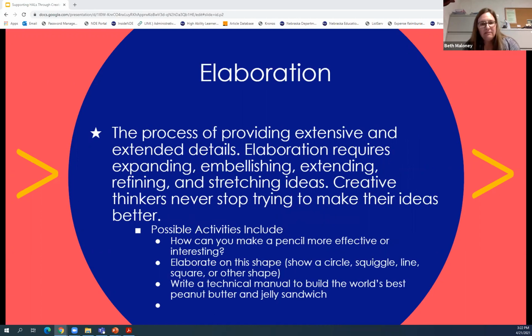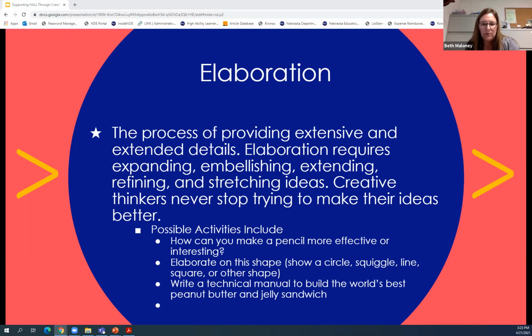The final of the FFOE is elaboration, the process of providing extensive and extended details. So we're expanding, embellishing, extending, refining, and stretching our ideas. And I think the root is creative thinkers never stop trying to make their ideas better. A super fun thing that we used to do, and some people in our department still do, is Shark Tank. It's really fun to watch the kids come up with ideas for that, and they're always refining and trying to make it a little bit better.